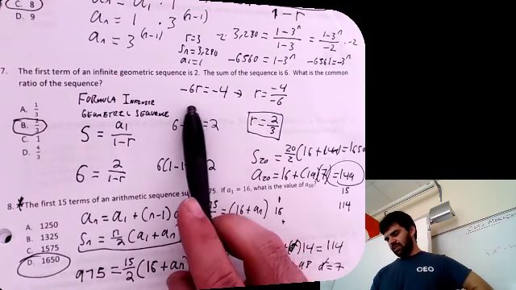Negative 6r is equal to negative 4. r is equal to negative 4 over negative 6. r is equal to 2/3. And so that's the ratio here. And that's the answer.